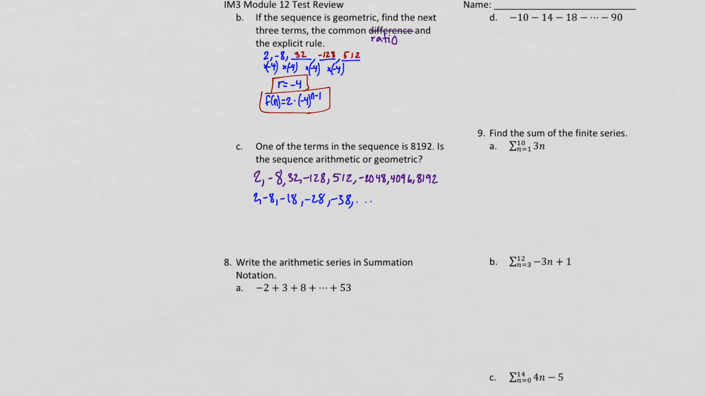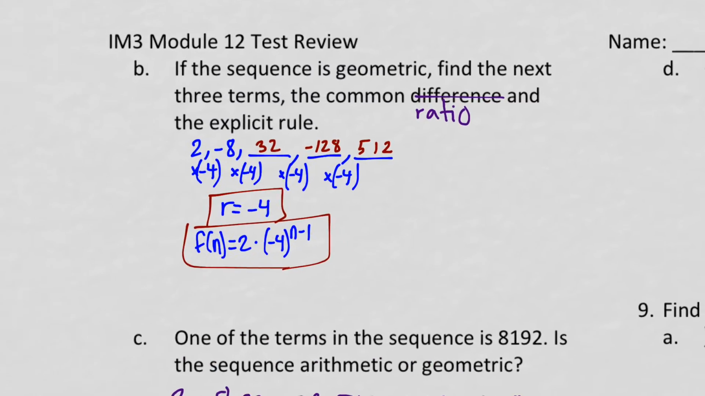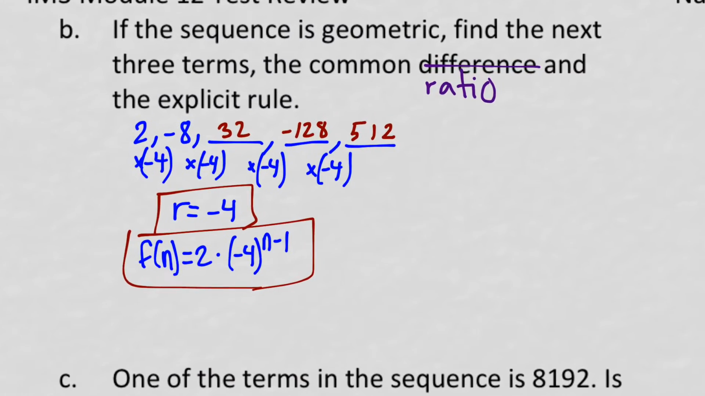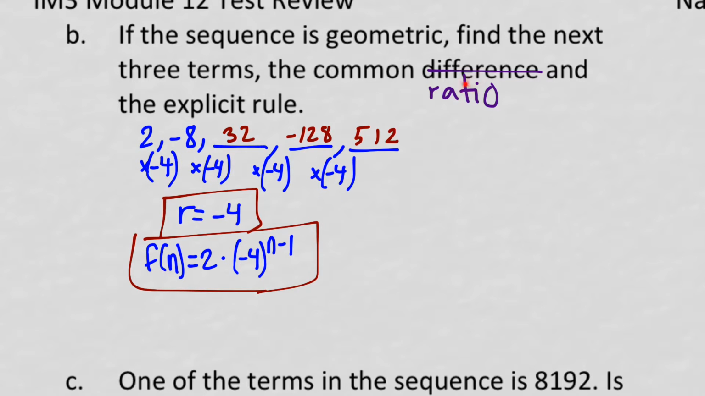In part B, if we assume that the sequence is geometric, then we don't have to find the common difference, we have to find the common ratio, right? So I started with 2 and -8. And since it's geometric now, it's not changing by the same number. It's not subtracting 10. You got to think of multiplication. So what do you multiply by to get -8? -4. 2 times -4 gives you -8. Times -4 is 32. Times -4 is -128. Times -4 is 512. Those are the next three terms.